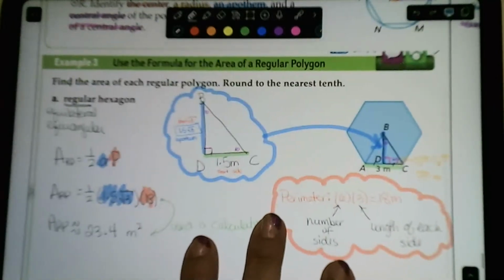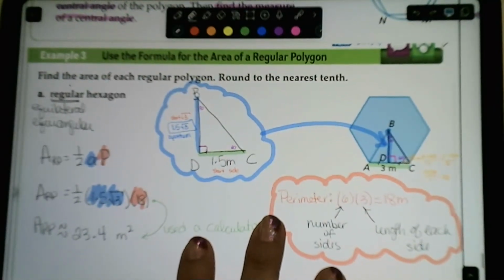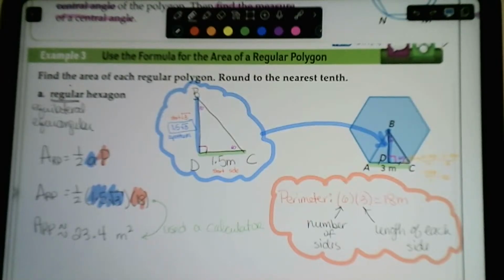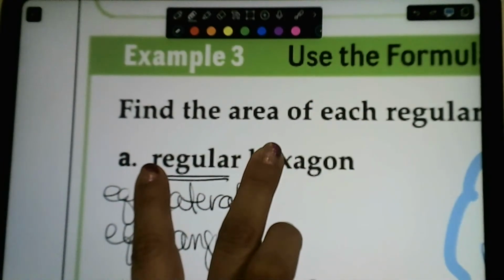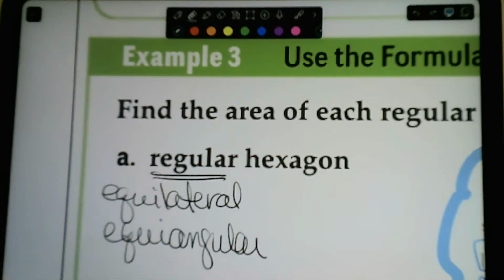All right. Here's example 3 in your notes. Formula for a regular polygon. First thing I needed to do is identify what regular meant. Equilateral, all the sides are the same. Equiangular, all the angles are the same. Hexagon, 6 sides.